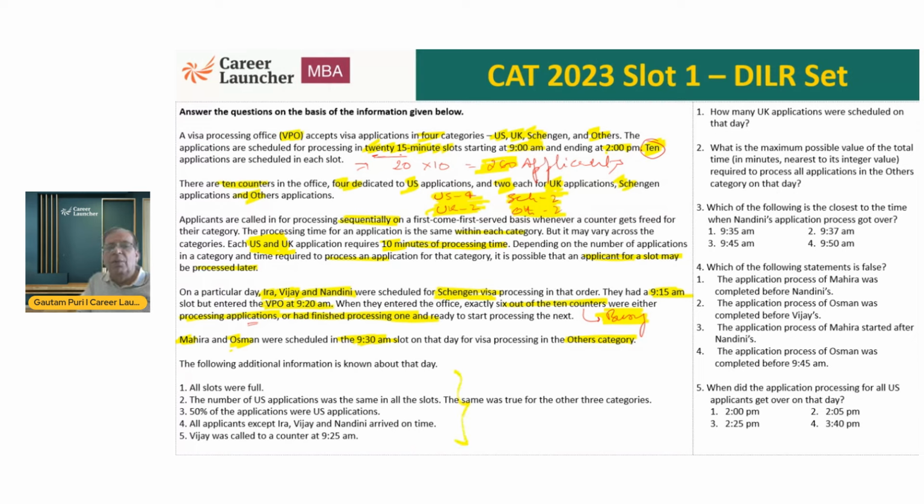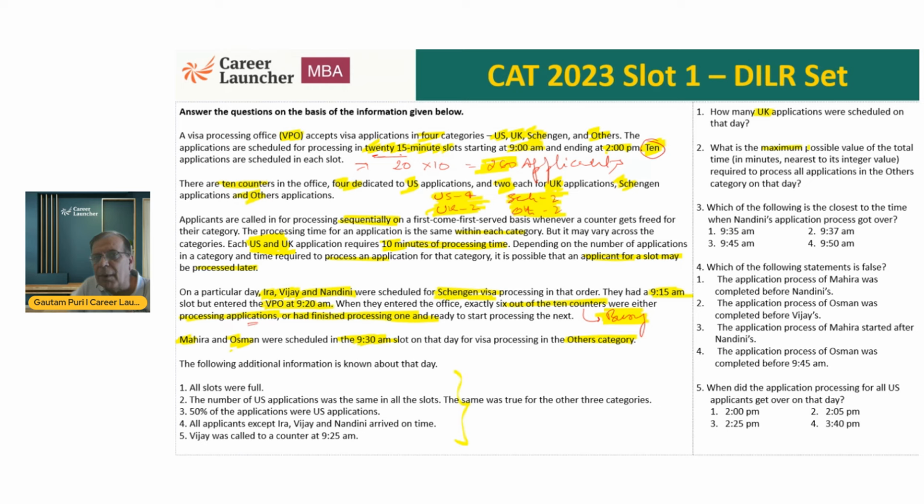Now, first question, let's see how many UK applicants were scheduled. So that's the first thing I need to do, and this is a theta. Theta means it's solvable. It means there's nothing to be worried about. Yes, the data may need some twisting, but such data sets typically have this kind of a question.